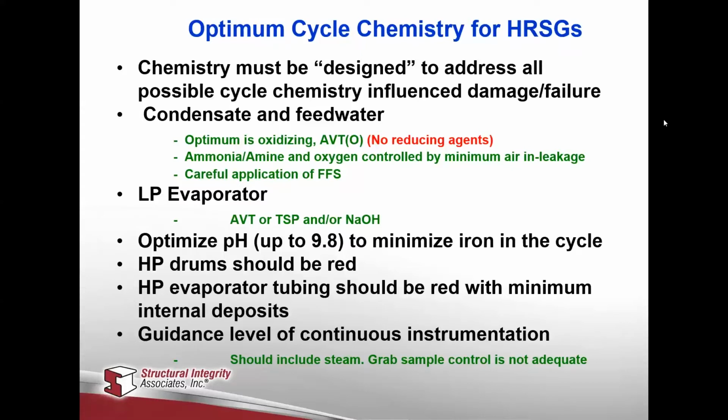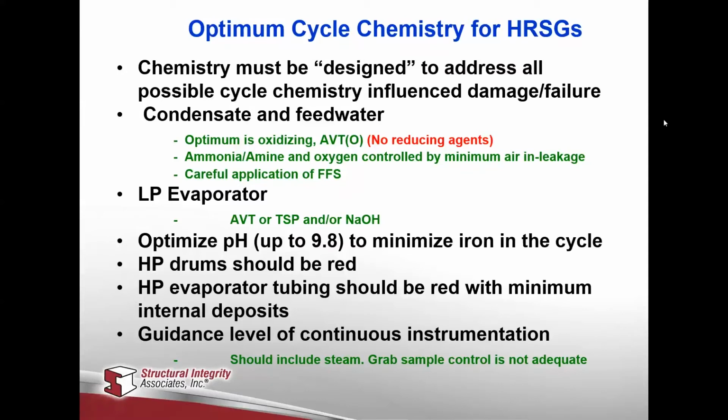And of course, we have to have the guidance level of continuous instrumentation, and this should include steam. Steam is probably the most missed aspect of the monitoring for combined cycle plants. And also, it's not considered adequate to control HRSGs just with grab samples. And you'll see that many plants are controlled in this way.